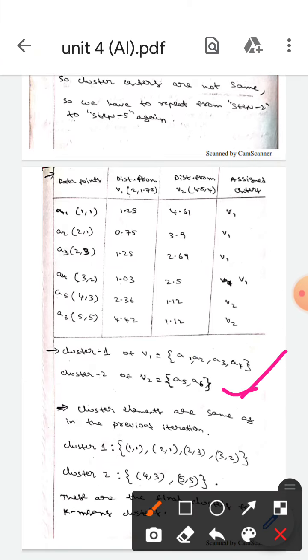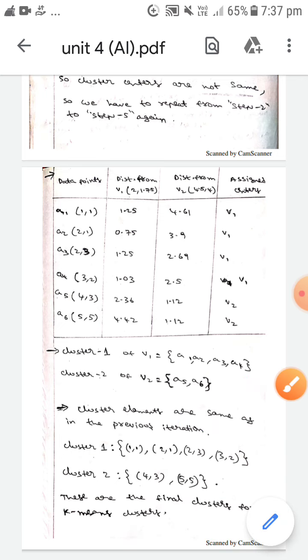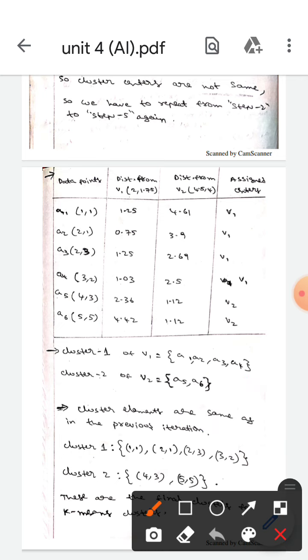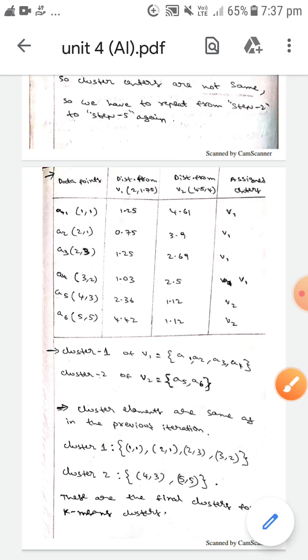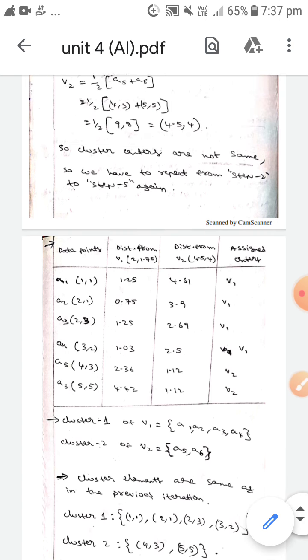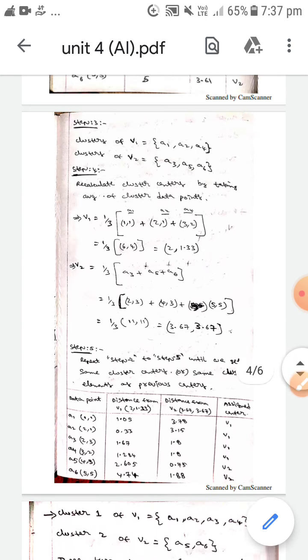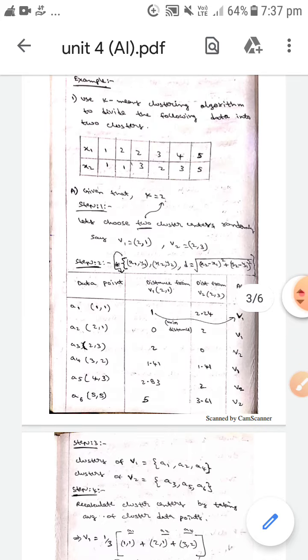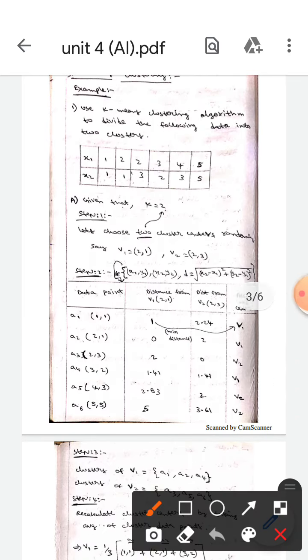Then we will write the cluster elements. The elements of cluster 1 are A1, which is 1 comma 1, A2, which is 2 comma 1, A3, which is 2 comma 3, and A4, which is 3 comma 2. The cluster 2 elements are A5, 4 comma 3, and A6, 5 comma 5. These are the final K-means clusters, guys. This is the example problem of K-means clustering, guys. I hope you understand, guys. Thank you.